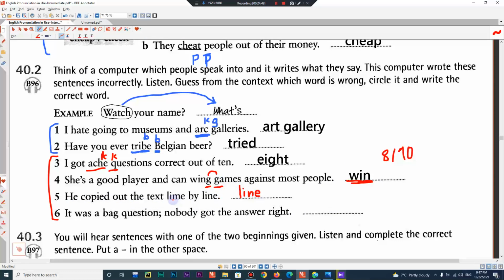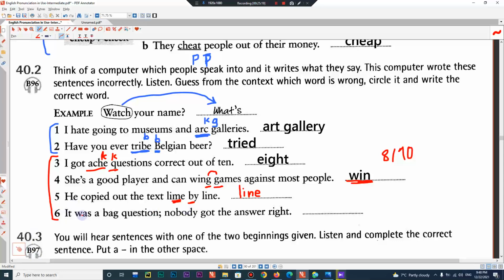And the reason the computer wrote "me" is because the speaker used "me." Why did the speaker use "me"? Because "me" is very close to "be." When you say B and when you say M, they are very similar. The way your tongue and your lips are positioned are quite similar with B and M. And that's why the speaker preferred to use "line my line" instead of "line by line."